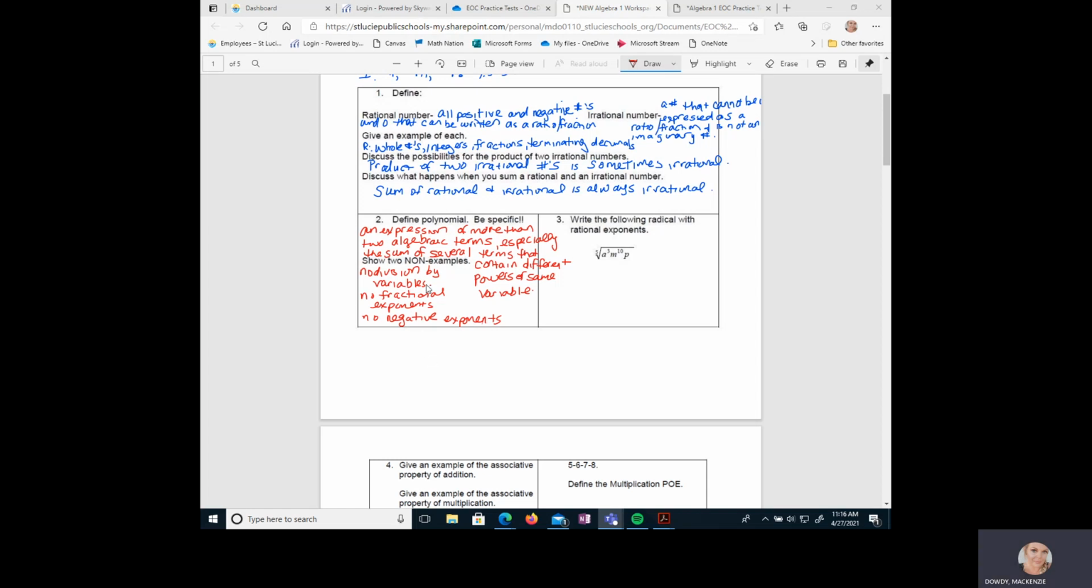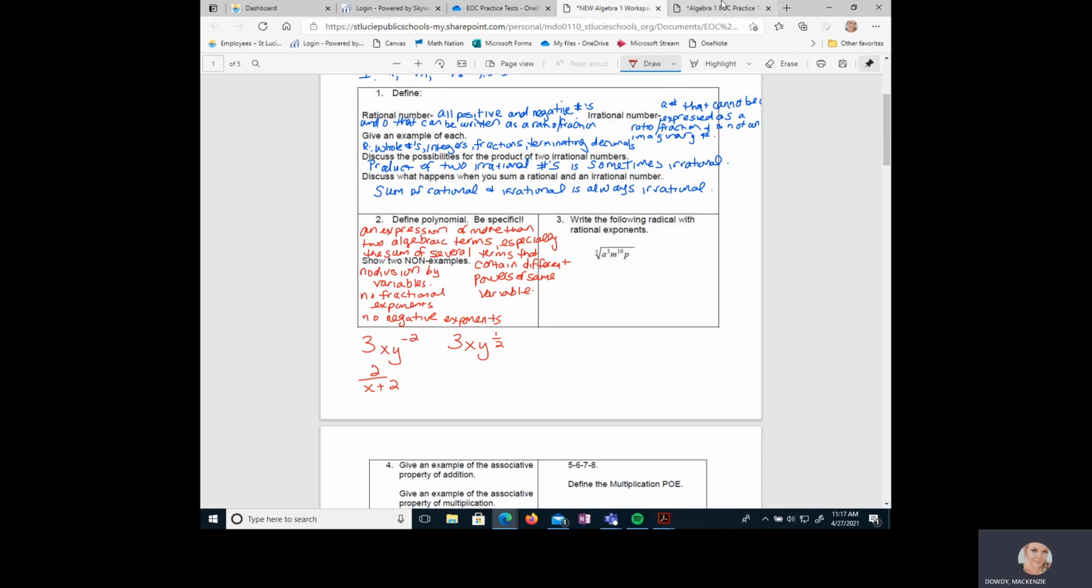Okay, and then 2 non-examples. We've got 3x, y to the power of -2, 2 divided by x plus 2, 3x, y to the power of 1/2. Okay, those 3 are not polynomials.